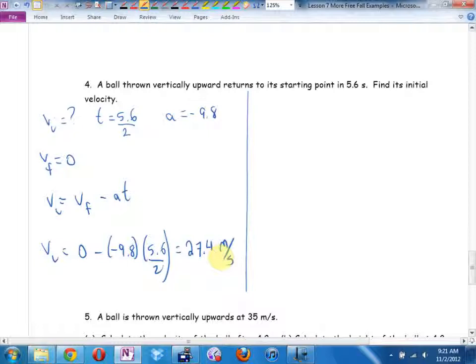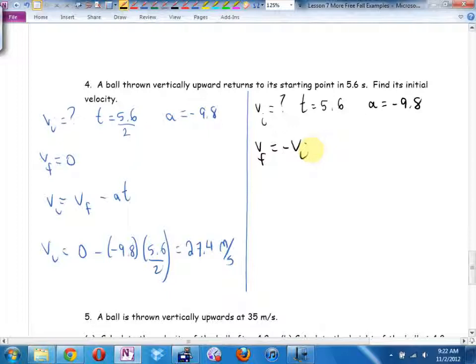There's another way to do it. So we start out the same way. VI equals, I don't know, t equals 5.6, a equals negative 9.8. You actually do know the final velocity. Not as a number, but you know what it's the same as. What's it the same as? I could say V final equals negative V initial.